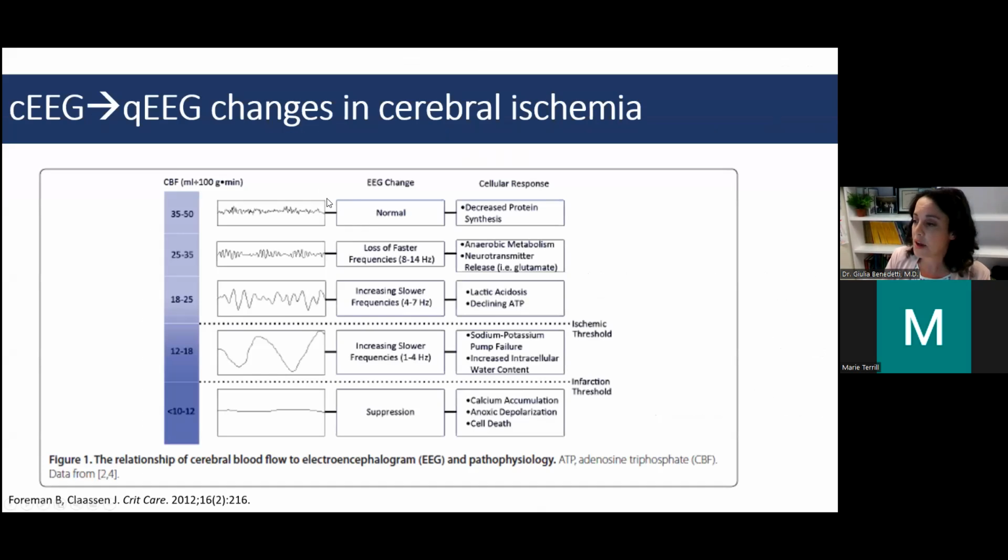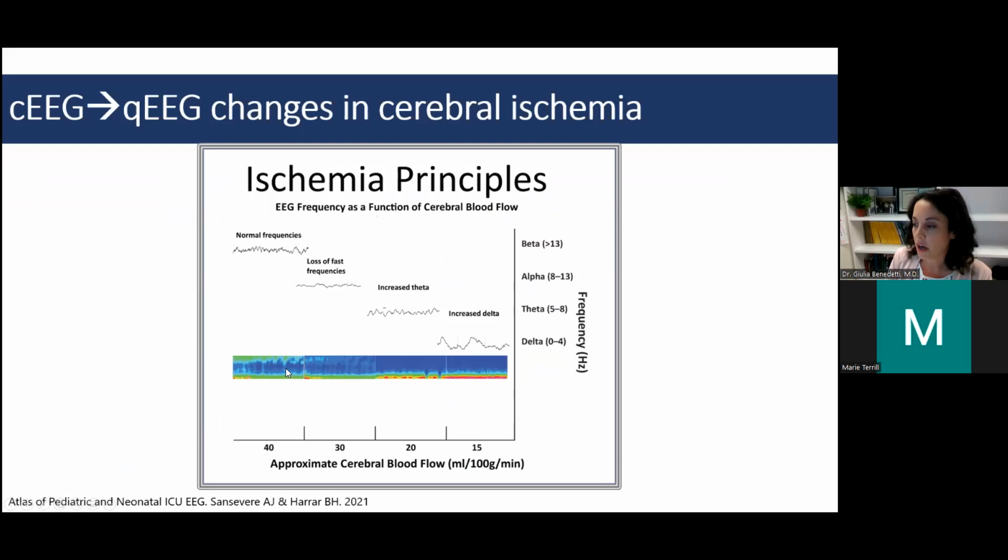And I want to think about one of the most important principles in ICU EEG. You'll see this in a lot of lectures about quantitative EEG in the ICU. It basically describes what we know happens to the EEG as cerebral blood flow decreases. So the first thing is that you lose fast alpha frequencies, then you gain more theta, then you lose theta and get more delta, then you lose delta, and then you get suppressed once you've crossed that infarct threshold. On quantitative EEG, that looks exactly as you would expect. You lose your fast frequencies, you get more theta, and then you get more delta.